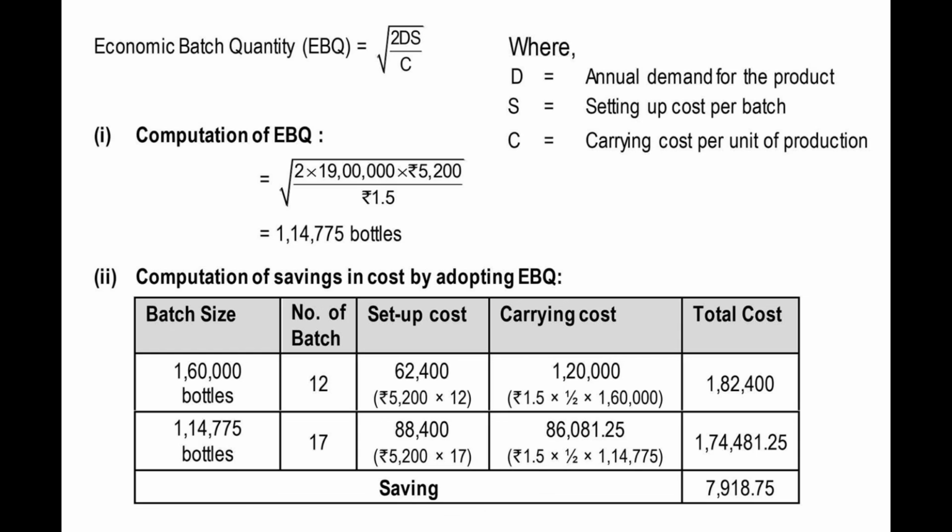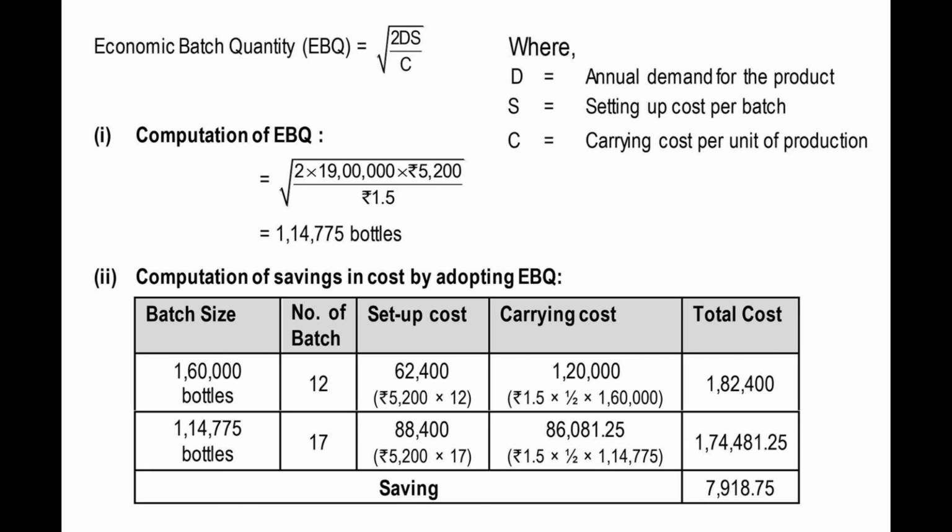So is there savings or not? Yes, there is a savings. The company was already following a batch size of 1,60,000 with a total cost of 1,82,400. The company is moving to the economic batch quantity concept. Under this concept, the total cost is reduced from 1,82,400 to 1,74,481.25. Compare the two total costs. The company will be enjoying savings of rupees 7,918.75.